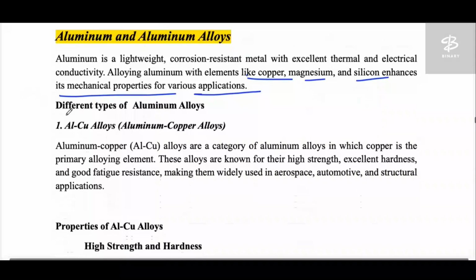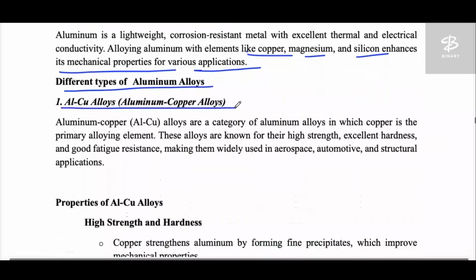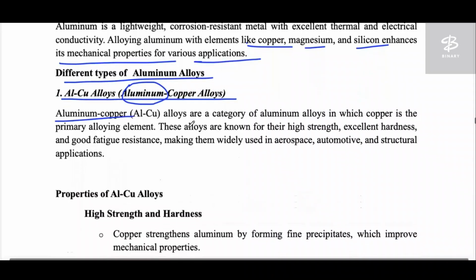So what are the different types of aluminum alloys? Okay, so the first one is aluminum copper alloys, in which aluminum is the parent element and copper is your alloying element. Aluminum copper alloys are a category of aluminum alloys in which copper is the primary alloying element.